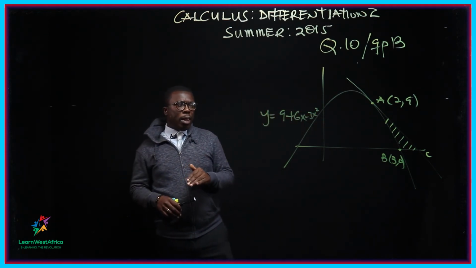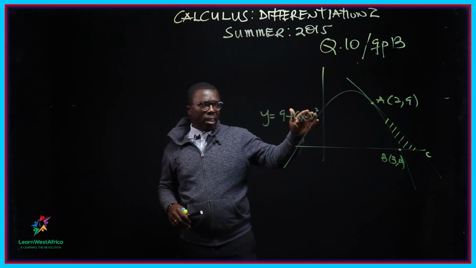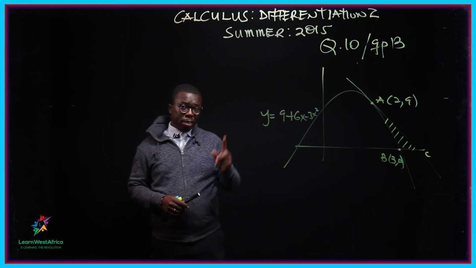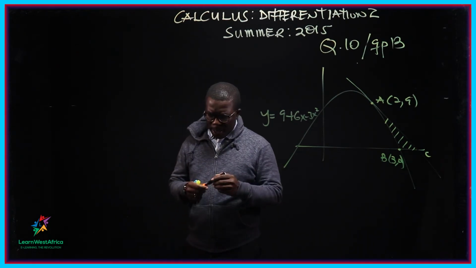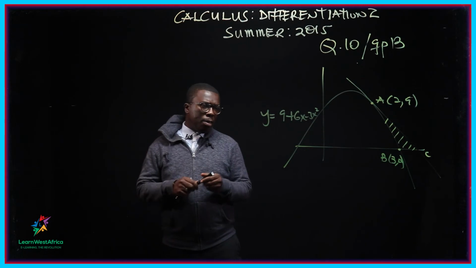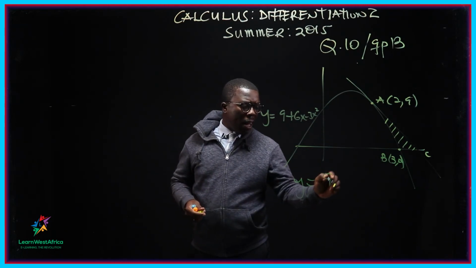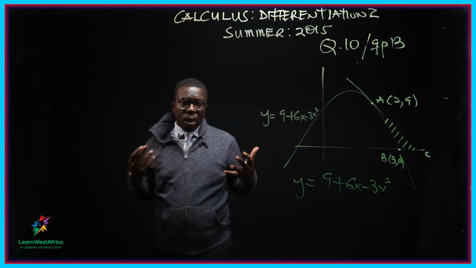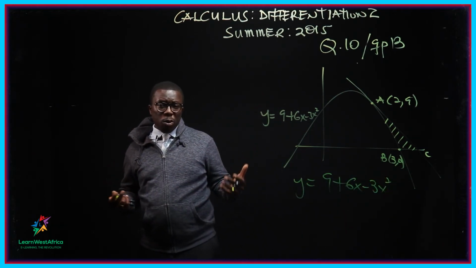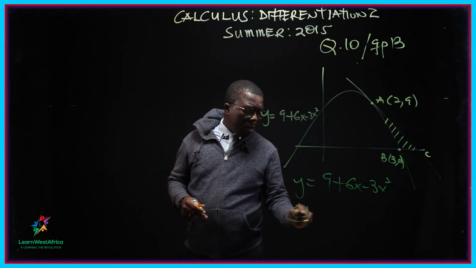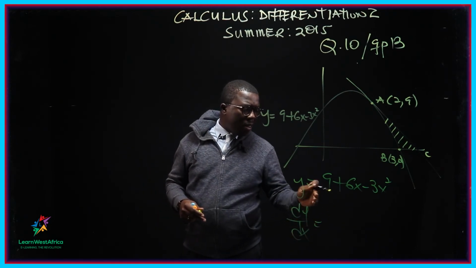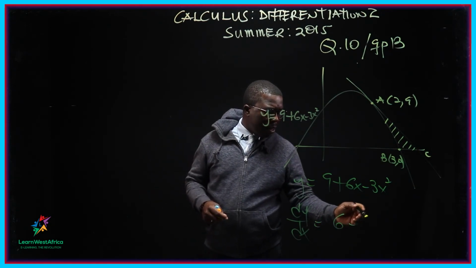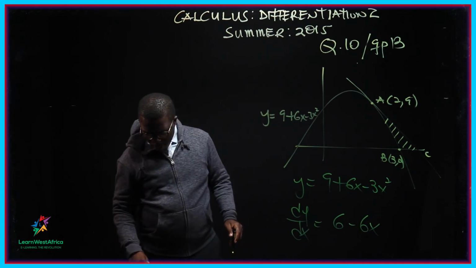Hope you're okay. So how do we find the gradient of the tangent AC? We just need to find the gradient of the curve at the point. We know that the curve is y equals 9 plus 6x minus 3x squared. We know the rules: to find the gradient, we take the first derivative. So dy/dx is going to give us, the 9 goes away, 6 minus 6x.